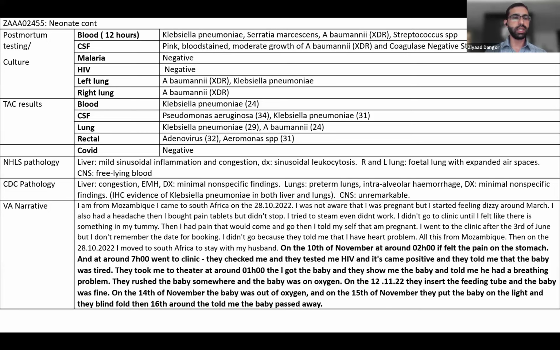The specimen was then sent to the NHLS for histology. The liver showed mild sinusoidal inflammation and congestion, but they found leukocytosis in the sinusoids, and that's usually a sign of infection. In the right and left lung, they saw some fetal lung with expanded air spaces. The CDC also looked at the liver and the lung, and said that the lung had non-specific findings, but when they did immunohistochemistry, they found Klebsiella pneumoniae in both the liver and the lung.